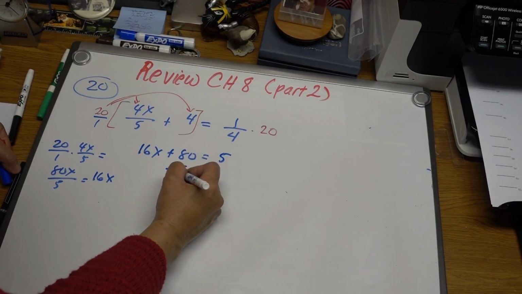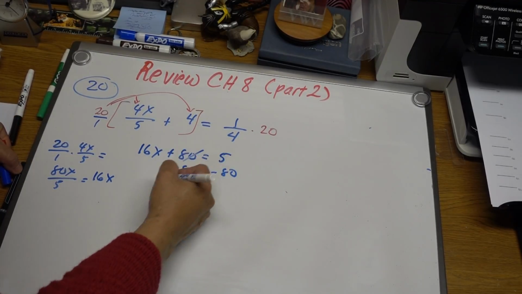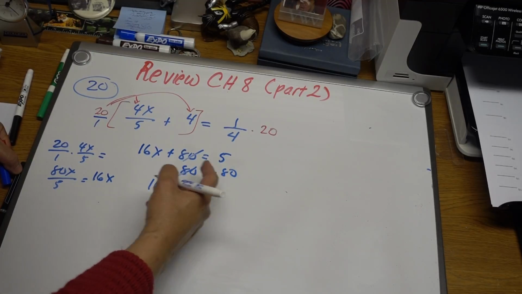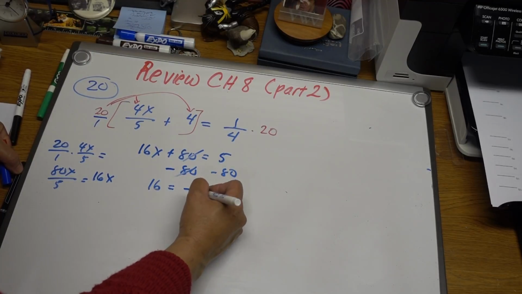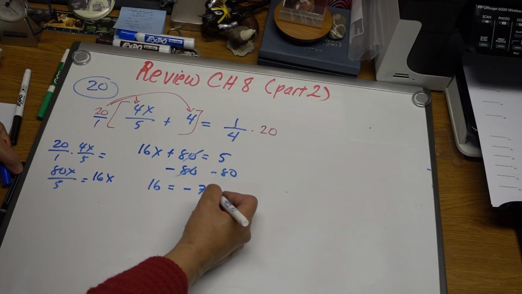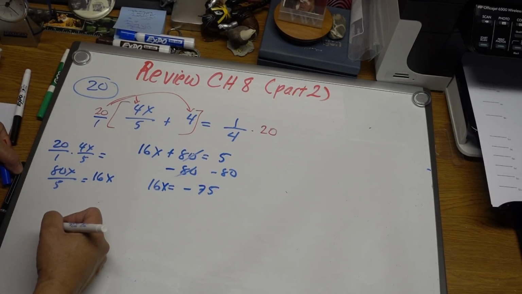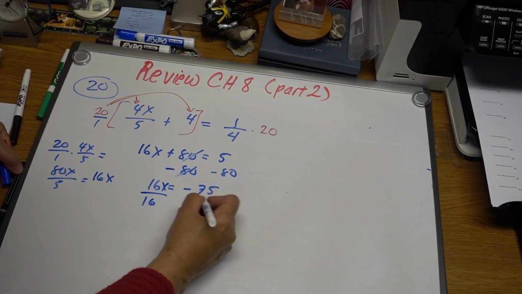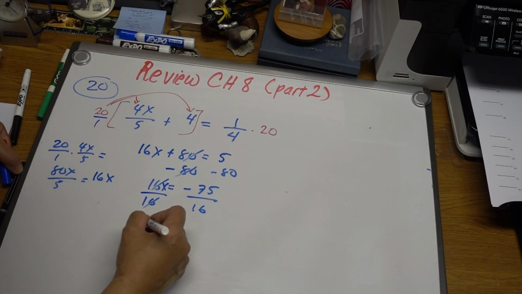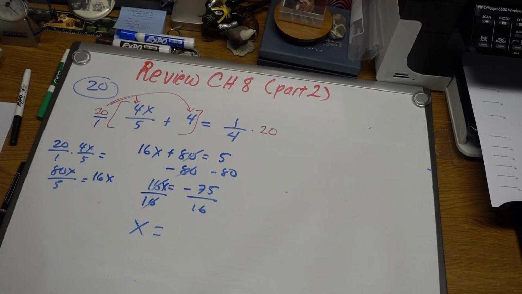So subtract 80 in both parts. 16x equals 5 minus 80, which is negative 75. Then 16x divided by 16, so x equals negative 75 over 16.